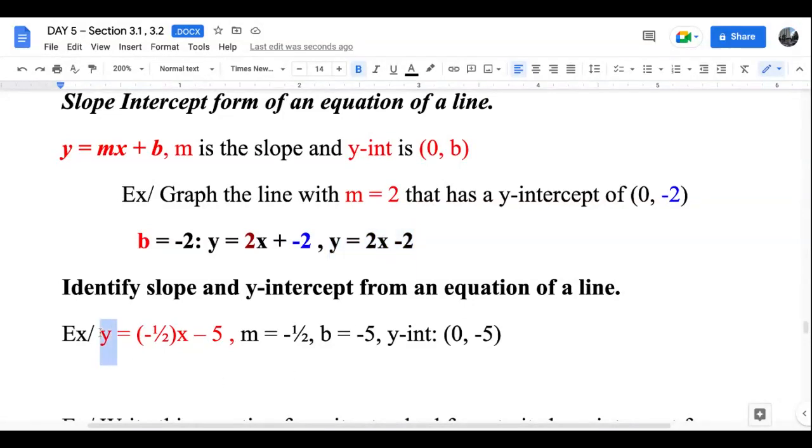Let's see this one. We have y equals negative half x minus 5. The number before x is the slope. Negative half is the slope, and b equals negative 5, so the y-intercept is (0, -5).